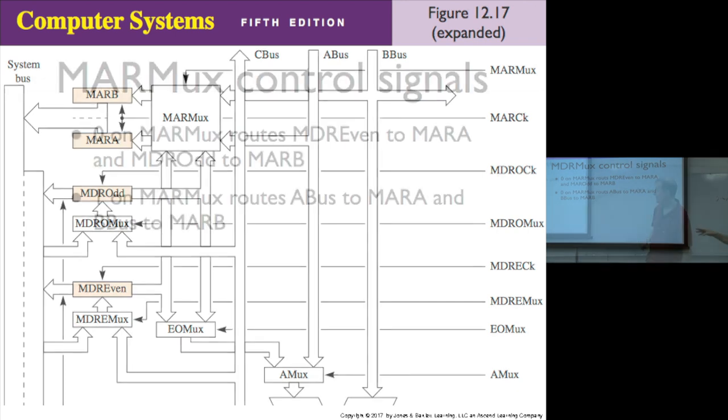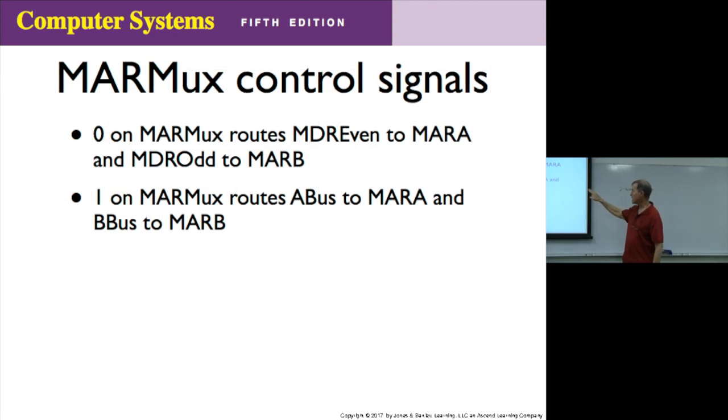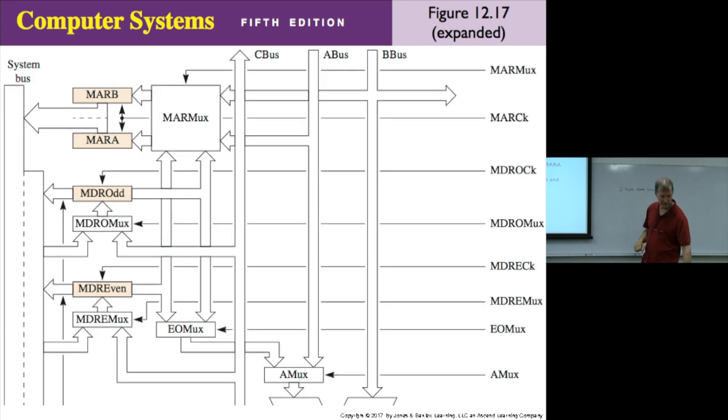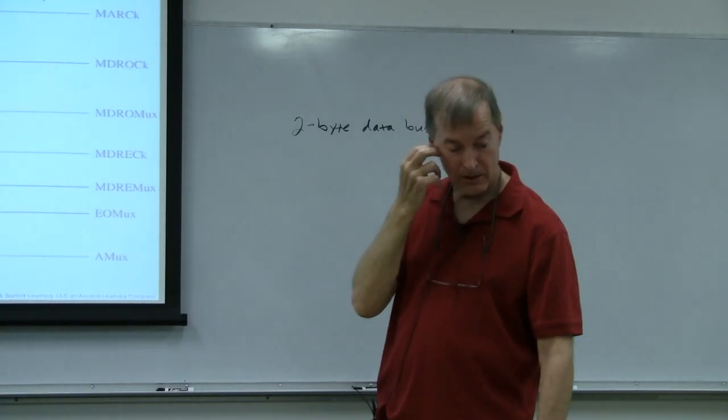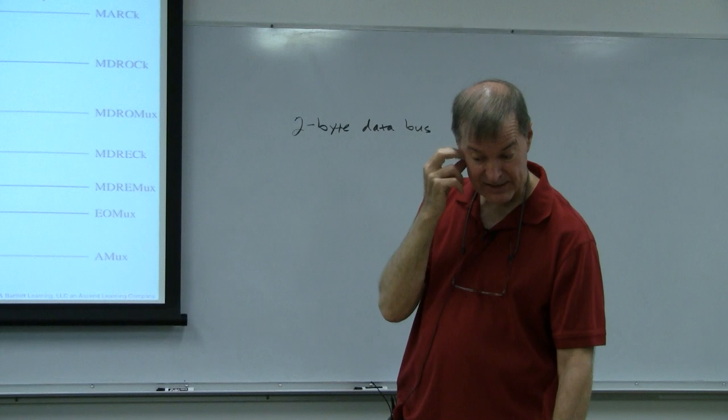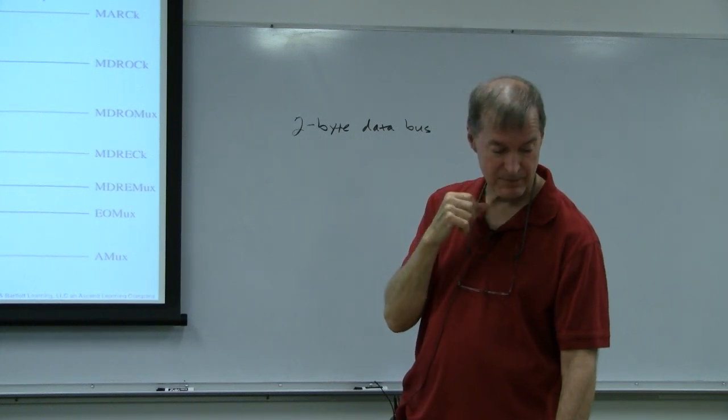So here it is on this slide. Zero on the MAR MUX routes MDR even to MDR A and MDR odd to MAR B. Are you with me? It just turns a little corner here. Zero takes it from the bottom, and one takes it from the right. Okay? Does everybody understand how that works? That's just a shortcut. Now, this has really, really big implications.